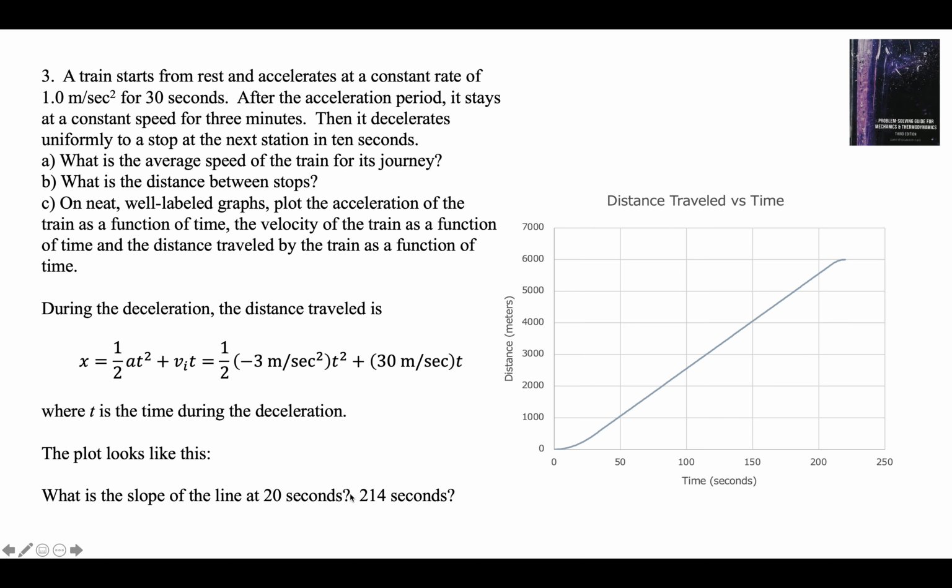After 214 seconds, let's see, it's going 30 at 210, and it slows down 3 meters per second each second. After 4 seconds, it's going to get reduced by 12 meters per second from 30. So at 214 seconds, the slope of that line is 18 meters per second. That's problem 3.